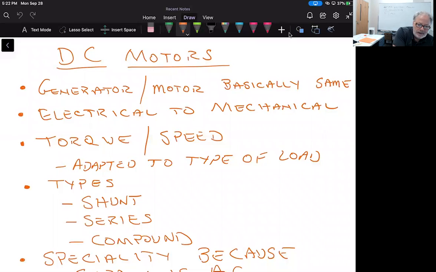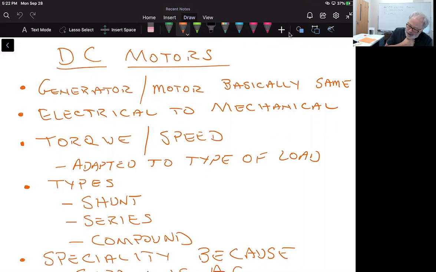So the DC machine, the DC generator and the DC motor are basically the same. The only thing is how we connect this and what we're connecting to it. Internally, we've got the same machine providing a different function. Electrical energy in, mechanical energy out. And so this is what we're going to focus on in this chapter.